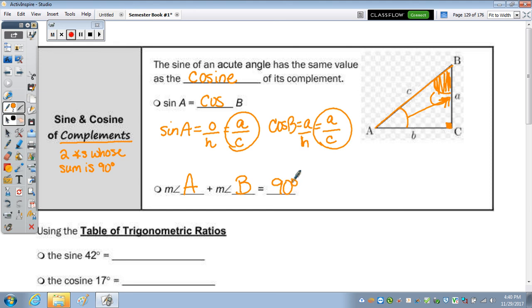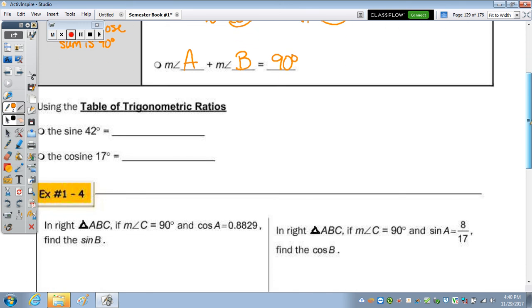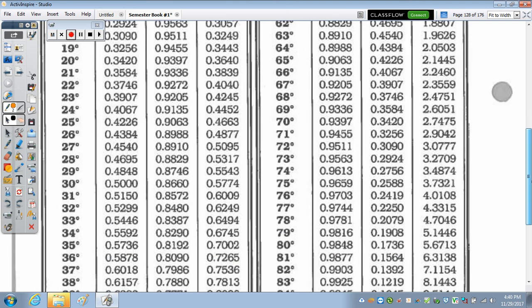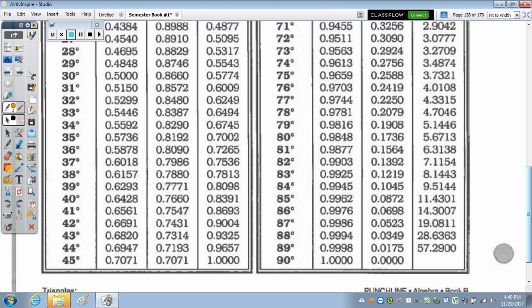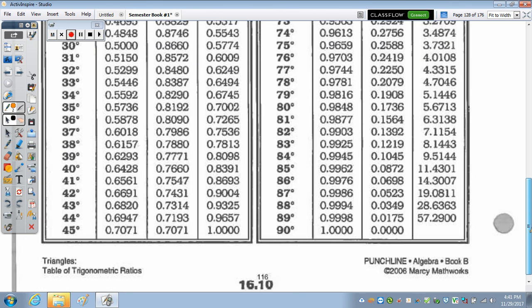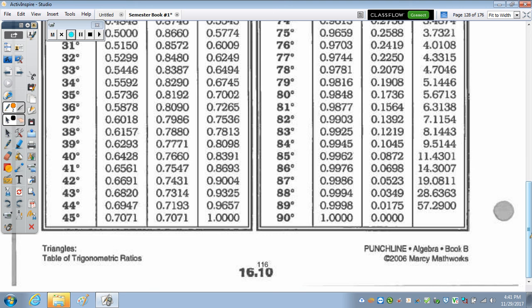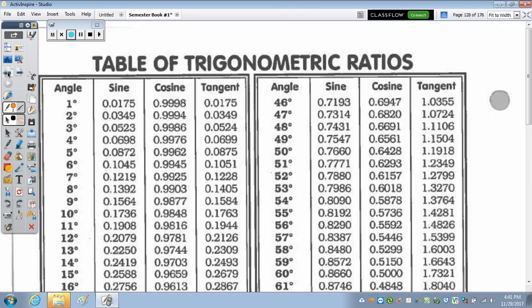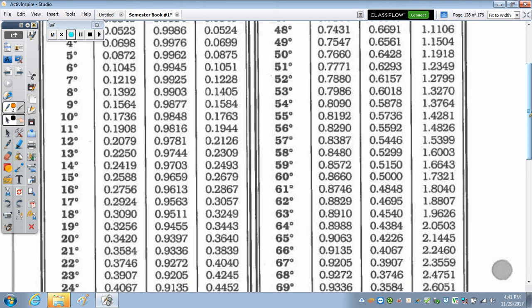So let's use the table of trig ratios to actually take a look at this. The table of trig ratios is on the page to your left, and the first line is the sine of 42 degrees. So let's scroll down to 42 degrees. Sine, cosine, and tangent, I believe that's the order in the table, yes. So we're looking at the sine of 42 degrees. That's the first column: 0.6691. And then let's write down the cosine of 17. That's the middle column. So here's 17, and the cosine is 0.9563. And remember, these are rounded to the nearest ten-thousandth.